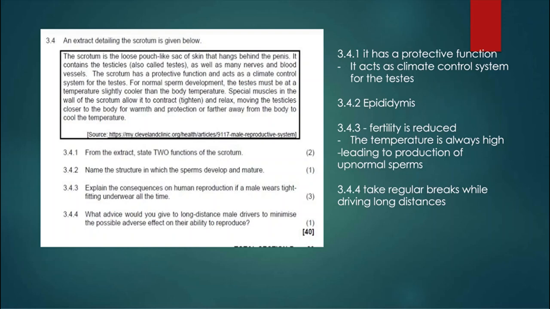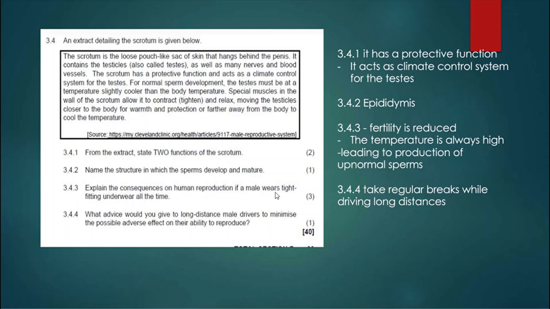Now from the extract, state 2 functions of the scrotum. The first one, it has a protective function. The second one, it acts as a climate control system for the testes, or temperature control. Let's look at the next question. Name the structure in which sperms develop and mature. That is epididymis.